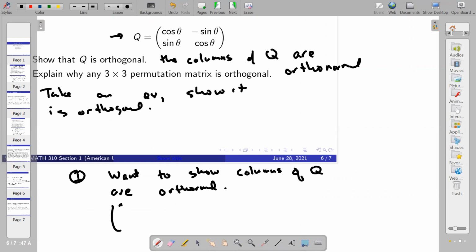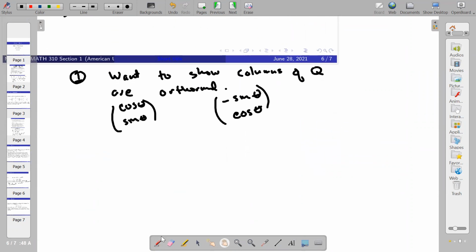So one of the columns is cosine theta, sine theta. The other is minus sine theta, cosine theta. You're trying to see that the columns are at right angles for any choice of theta you could possibly make. So, first of all, are they normal? Are they unit length? Let's call them V1 and V2.